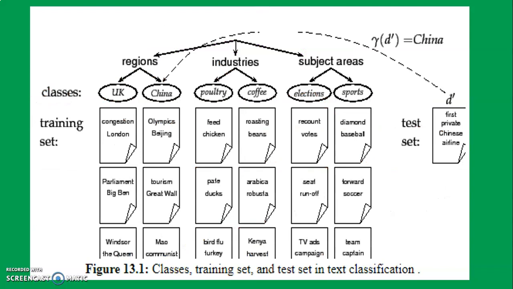For example, consider a document about the first private Chinese airline. This is our test data. If we consider this document, then it belongs to only one class, that is China. No other classes are suitable for its classification. It only belongs to the China class.